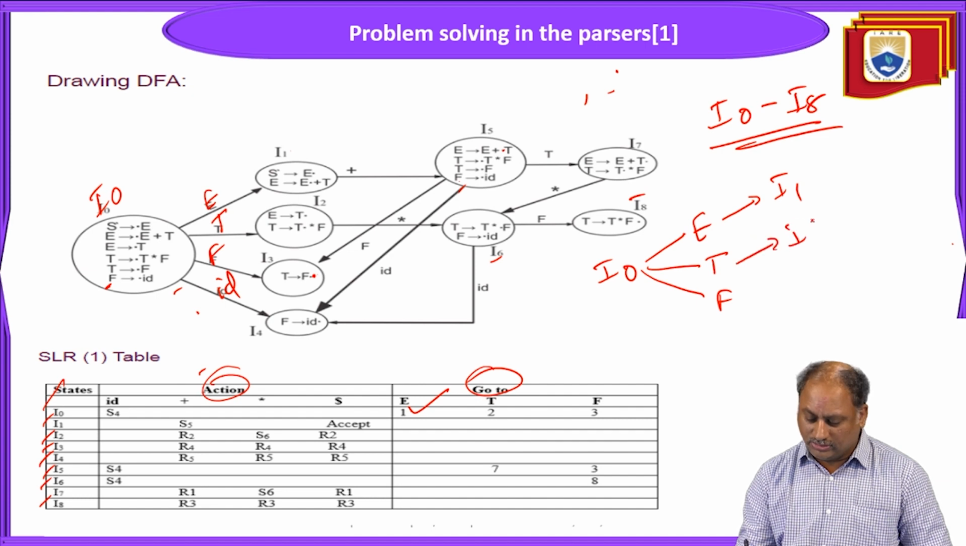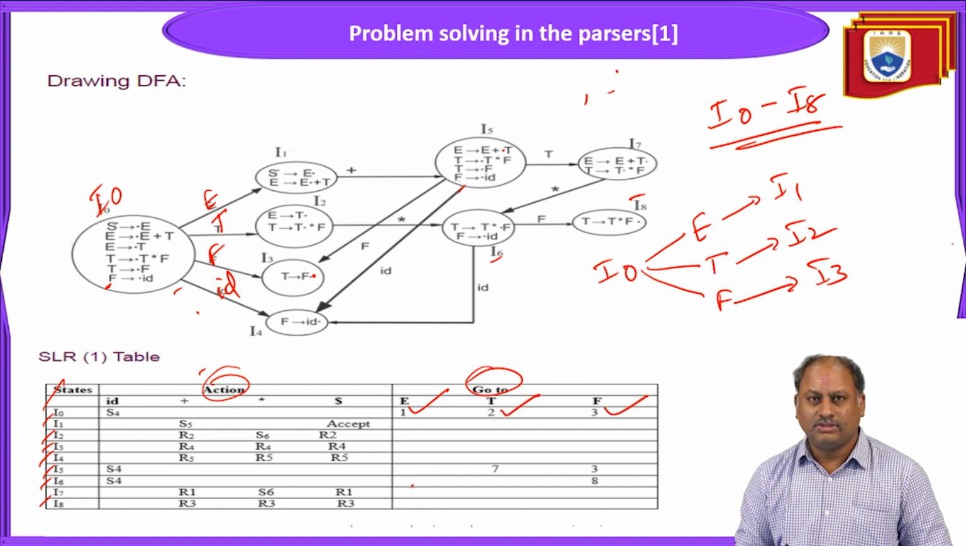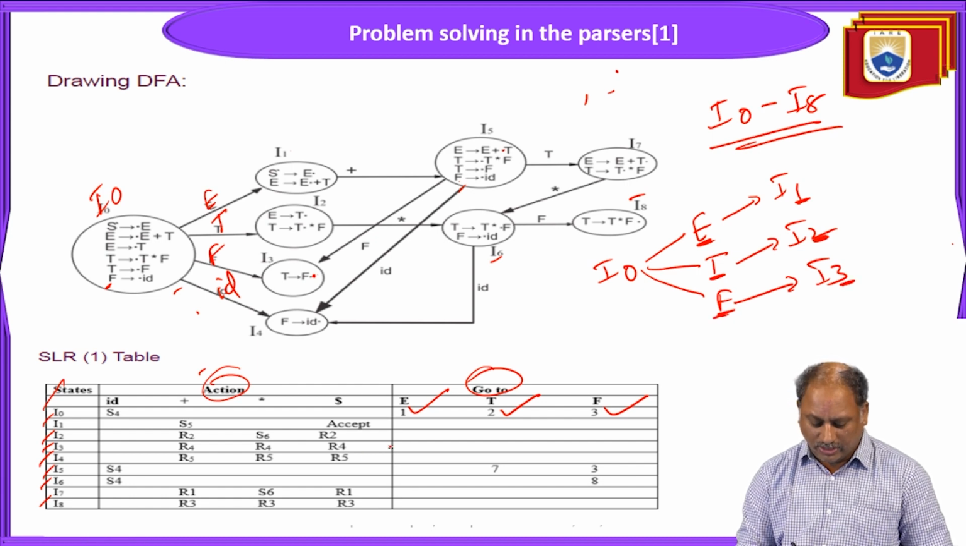Capital T is reaching to I2. Capital F is reaching to I3. So that is to be written with the notation I2, I3. That is for capital E, what is the state? 1. For capital T, what is the state? I2. Capital F, I3. Similarly for ID.